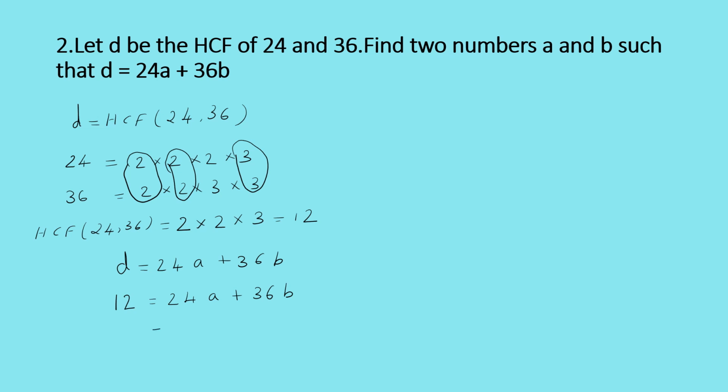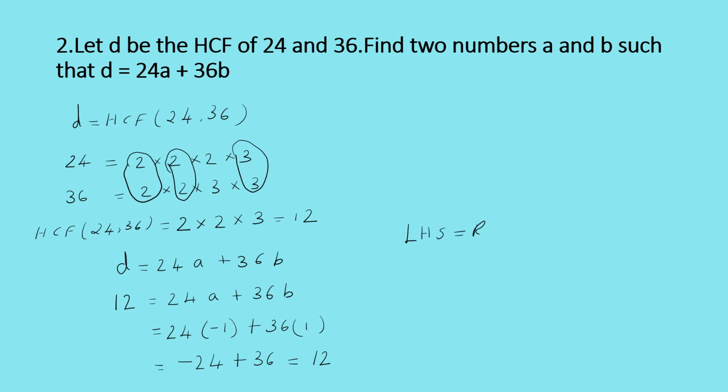For that you have to take values for A and B. Looking into the numbers, we can see that the difference between 36 and 24 is 12. So for that you are taking A as minus 1 and B as plus 1. 24 multiplied by minus 1, that is minus 24, plus 36 multiplied by 1, that is 36. That is equal to 12.